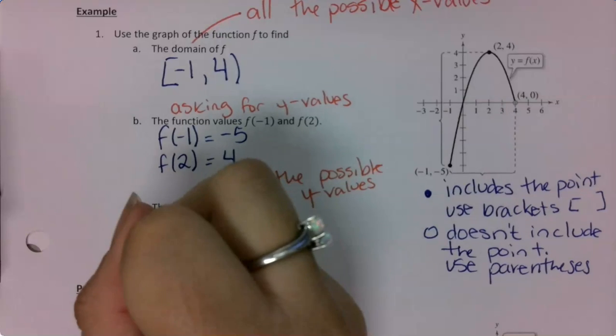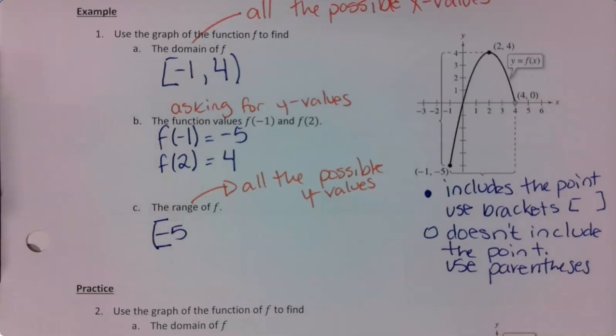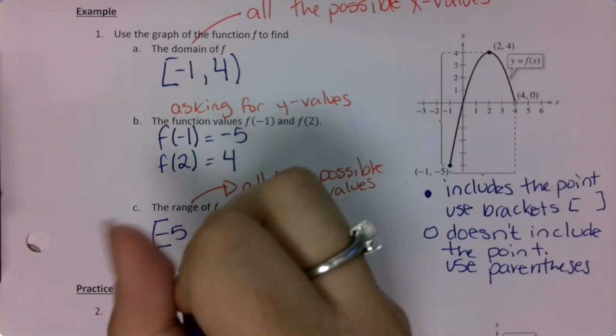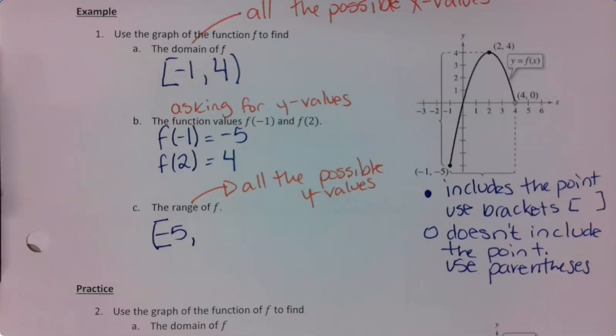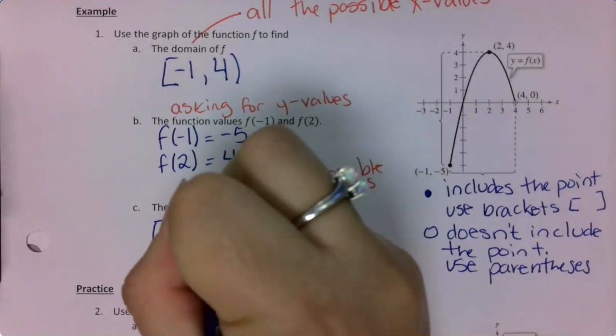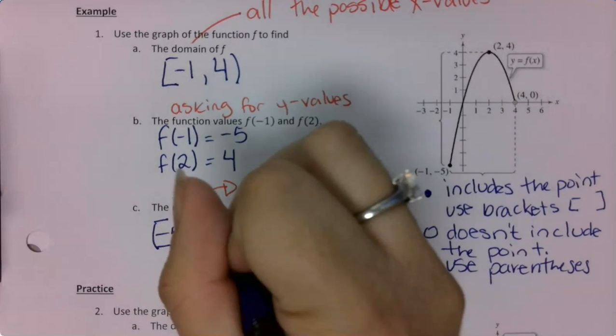Do I include the -5? Yes, so this should be a square bracket. Then what is my highest y value? 4. Do I include 4? Yep, so bracket.